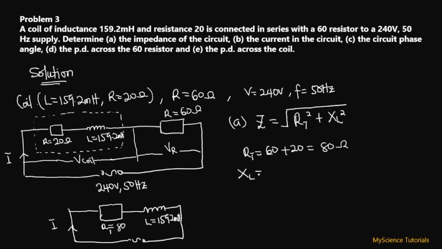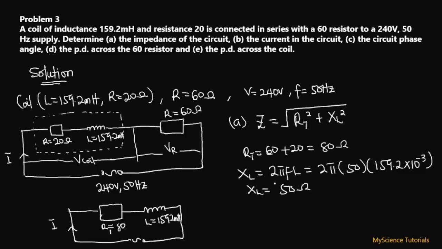Now our XL, which is the inductive reactance, is 2 pi FL. This is equal to 2 pi multiplied by the frequency 50, then multiplied by 159.2 times 10 raised to the power minus 3. So our inductive reactance, if we multiply everything over here, is 50 ohms. Now that we have this and the total resistance, we can find the impedance for the entire circuit.